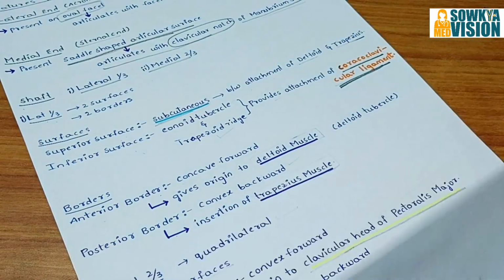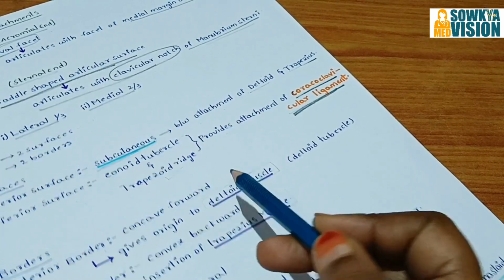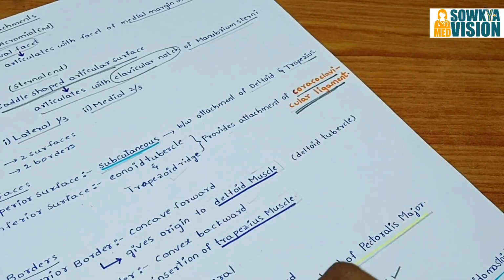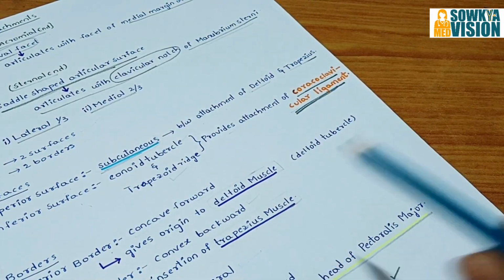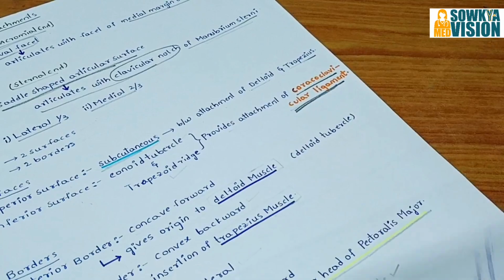Yes. And now the anterior border gives origin to the deltoid muscle. As we said, this will be the deltoid muscle. The posterior border is the insertion of the trapezius. This is the posterior border, which gives insertion for the trapezius.